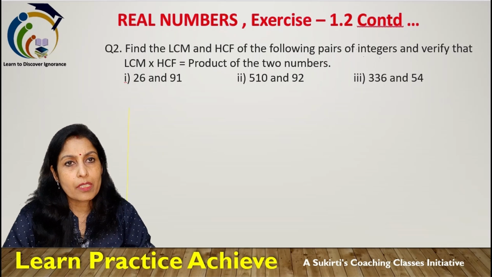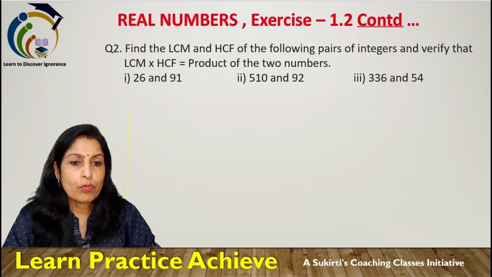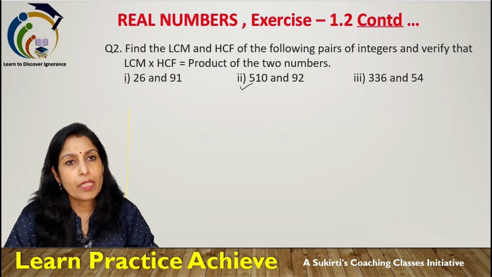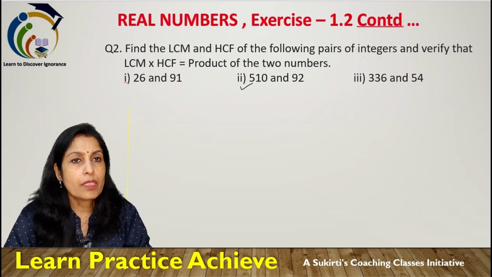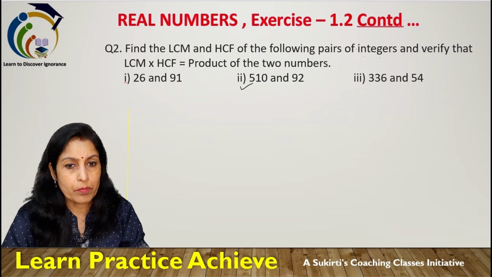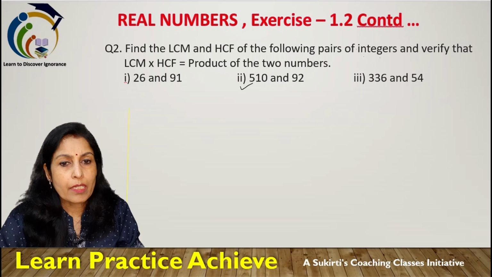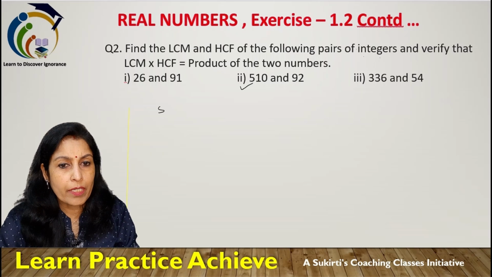Because all these three parts are the same type of question, we will only solve one part, that is the second part, and the rest you will try yourself. If you face any problem, then communicate with me. If you take 510 and 92, first of all, to find the SCF and LCM we will use the prime factorization method.